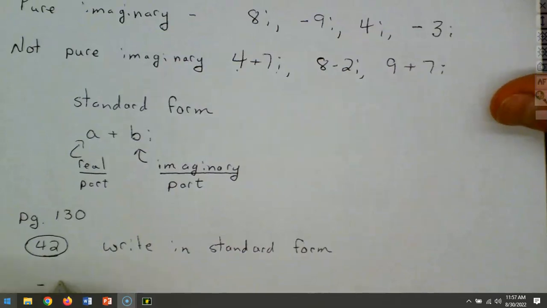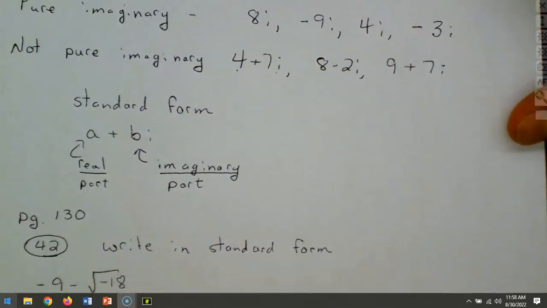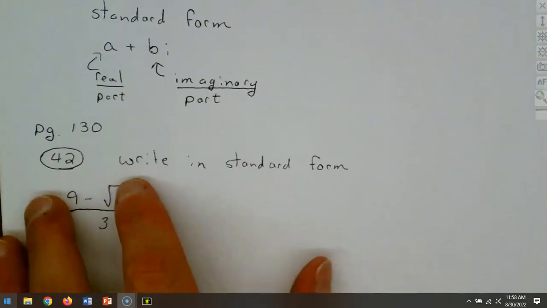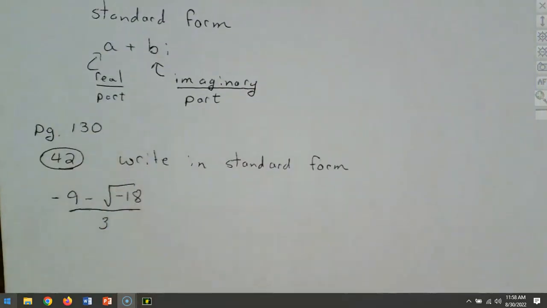And we're looking at minus 9 minus square root of minus 18 over 3. So we want to write this in now what is called standard form. And this is what you're going to see when you work out the quadratic formula next week. Or not next week, on Thursday. So on Thursday, when we look at our quadratic formula, we're going to be working with standard form.